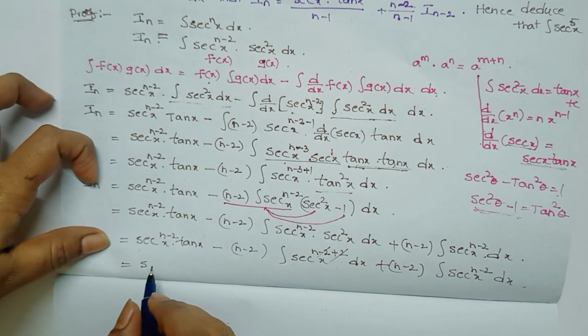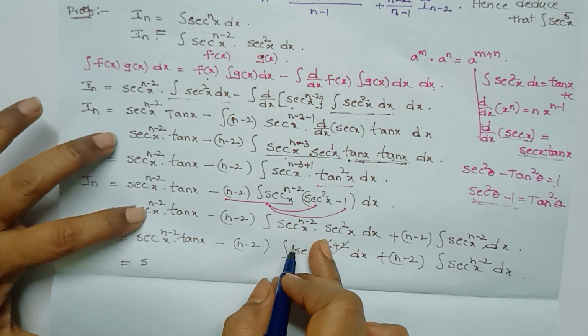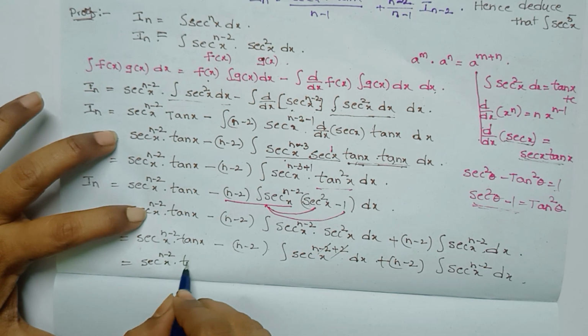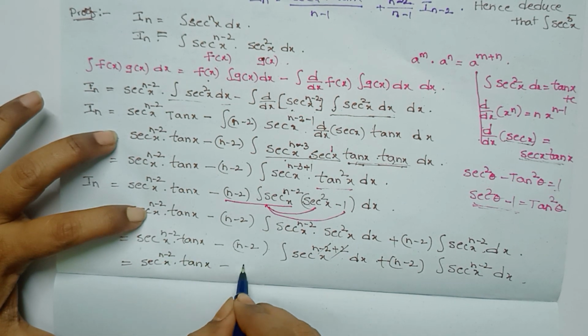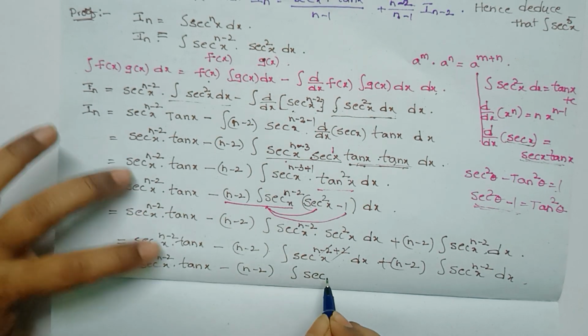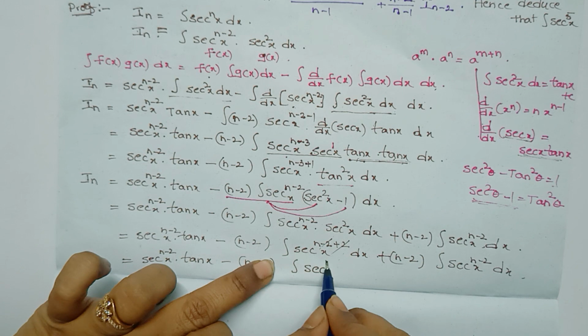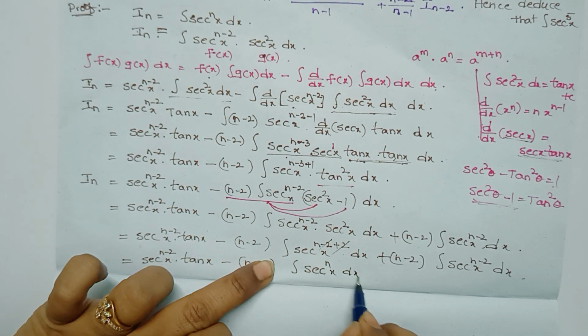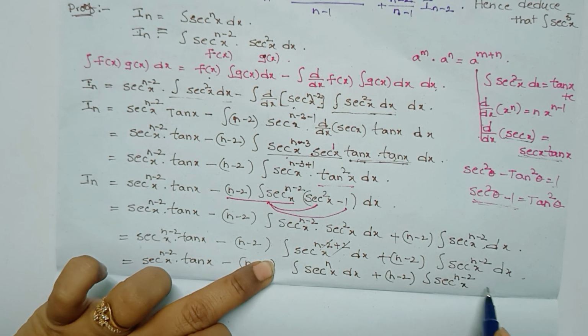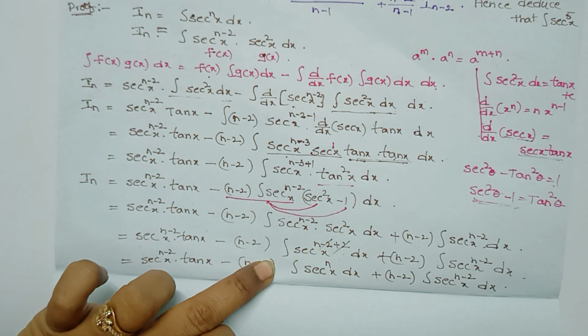secant power n minus 2x into tan x minus n minus 2 into secant power nx dx plus n minus 2 into secant power n minus 2x dx మిగులుతుంది.